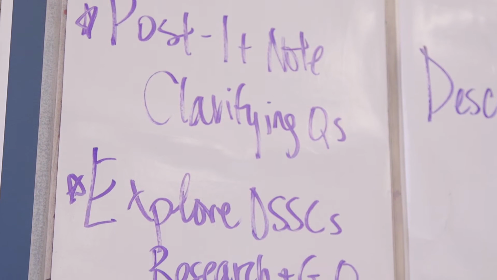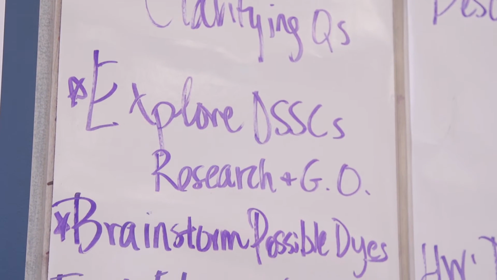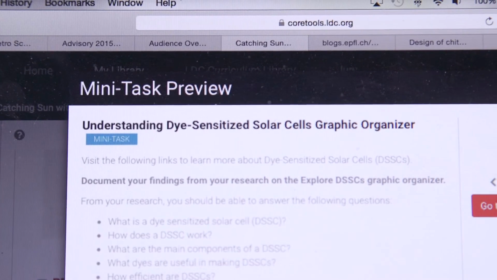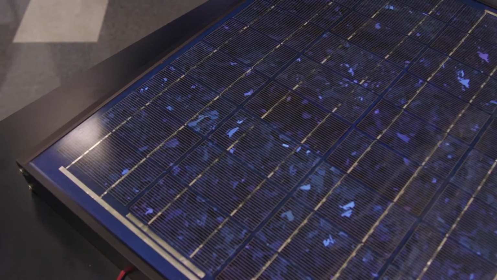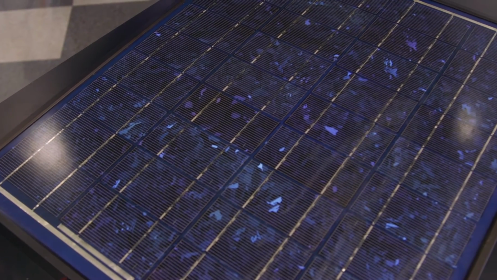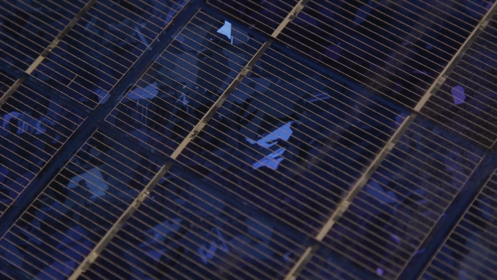So they started with a list of 10, and they narrowed it down to a list of 3. They went through a vetting process where they just did research on the dyes. The Common Core standards that they're focusing on in this task is to be able to do research and glean from that research the actual results and conclusions.